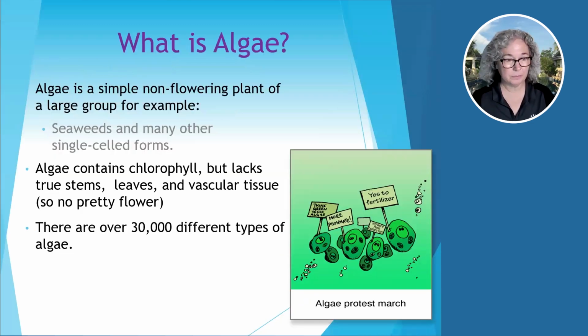So we're talking about phosphates. What is algae? Algae is a simple non-flowering plant. It's a large group of seaweed and many other single cell forms. Algae contains chlorophyll, but it lacks a true stem, so you're never going to see a flower, but you're going to see the green and yellow effects of it. There are 30,000 different types of algae out there.